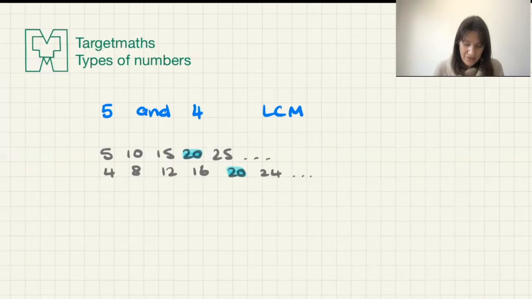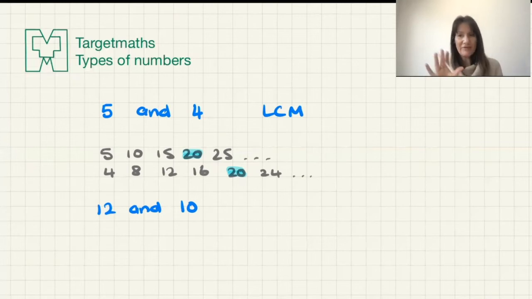Let's do another one. I'm going to leave that one on there, and we can do 12 and 10, please. So hit pause and press play when you're ready. Okay, now, what some people do, I have no idea if you have done this or not, but I am mentioning it just in case.